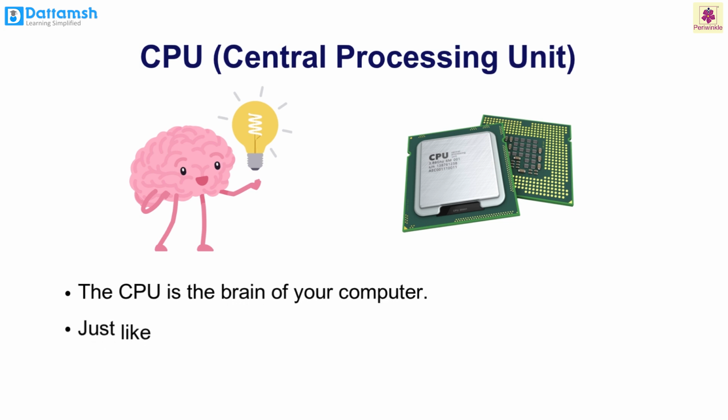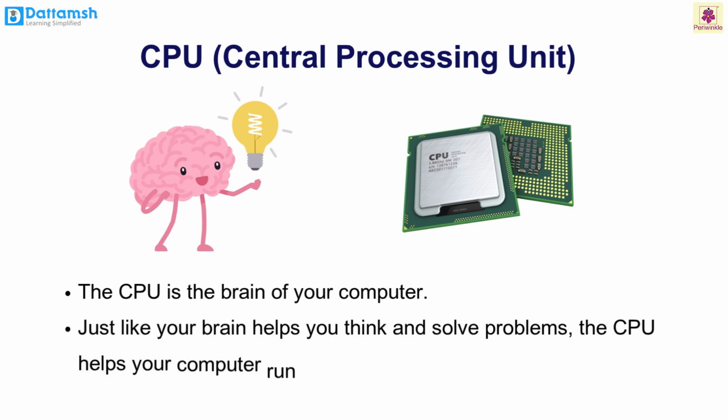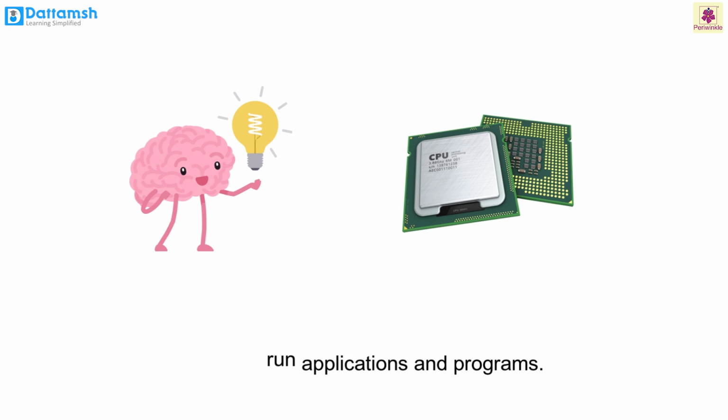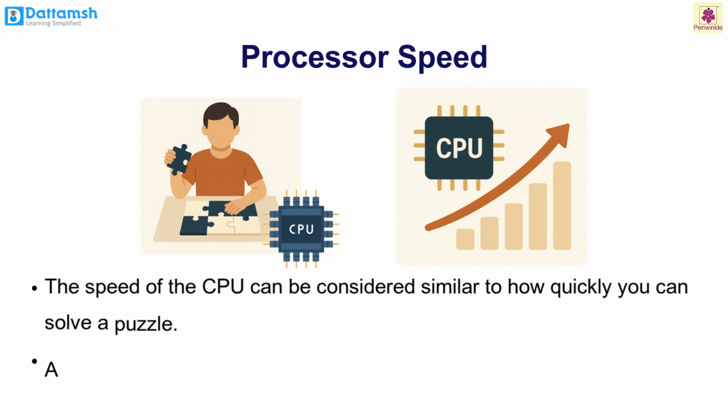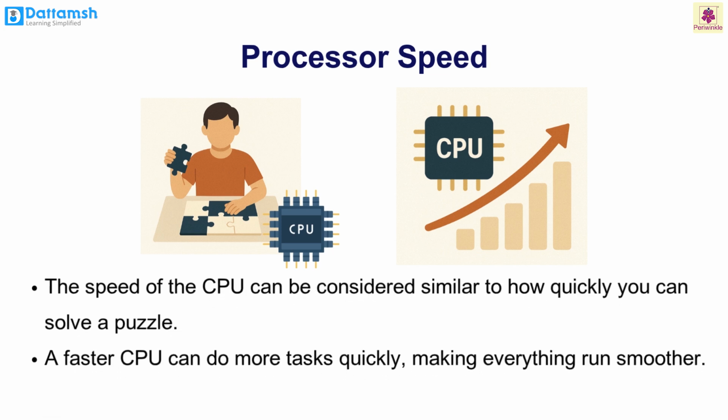CPU, Central Processing Unit. The CPU is the brain of the computer. Just like your brain helps you think and solve problems, the CPU helps the computer run applications and programs. Processor speed. The speed of the CPU can be considered similar to how quickly you can solve a puzzle. A faster CPU can do more tasks quickly and make everything run smoother.